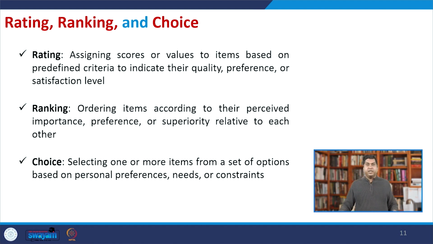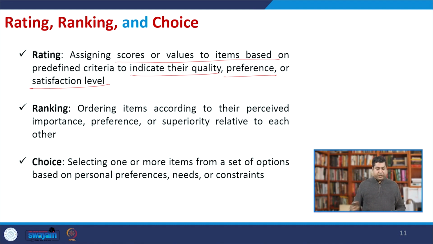Whenever we go for a rating survey, we just ask a person to rate importance from 1 to 5, where 1 is least important and 5 is most important, and they write accordingly. We have also discussed the rating scale, different types of scale, in the measurement scale lecture, so you can refer to that. Rating is assigning a score or value to an item based on predetermined criteria to indicate quality, preference or satisfaction level, right? The advantage of rating is that it's very simple. Even if you have 20 factors, you can rate them very easily.